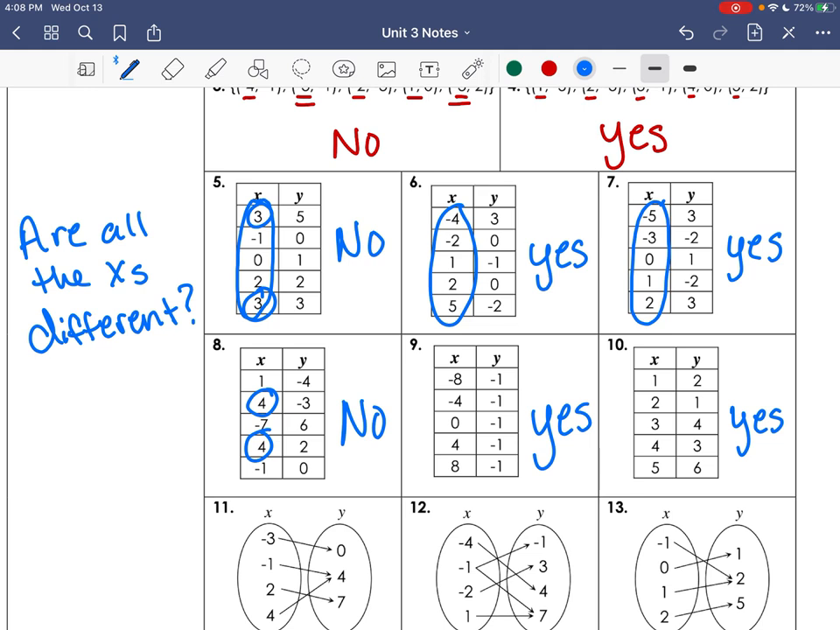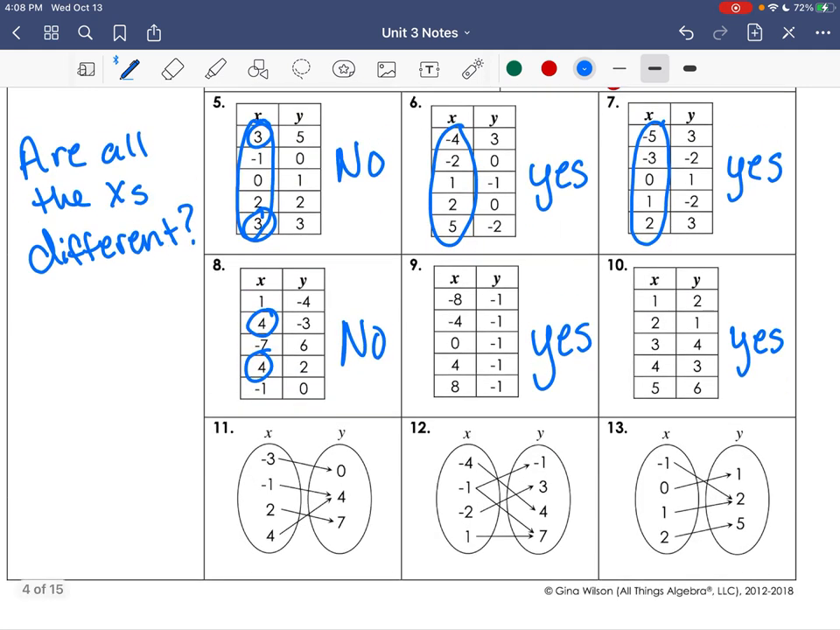That's the question you're asking. Same thing for the table as in the mapping diagram. You're just looking at x. You're not looking at y. Don't look at y at all. In fact, I wish that I could somehow cover this up on my iPad so you couldn't even see it. But you can see here that each x has one arrow coming off of it. It is only going to one place. So yes, this is a function.